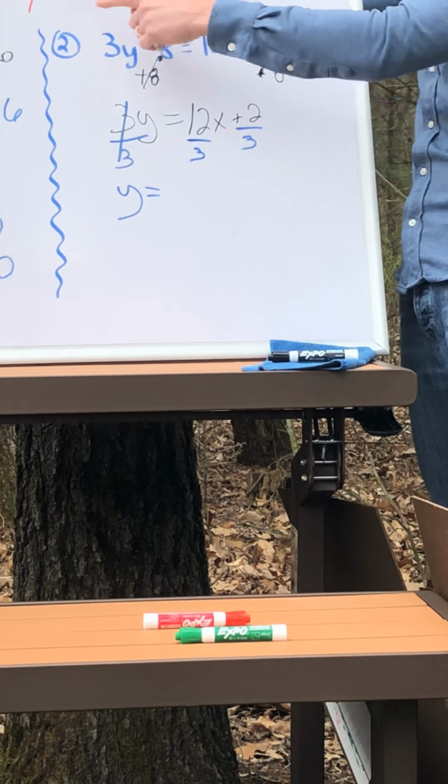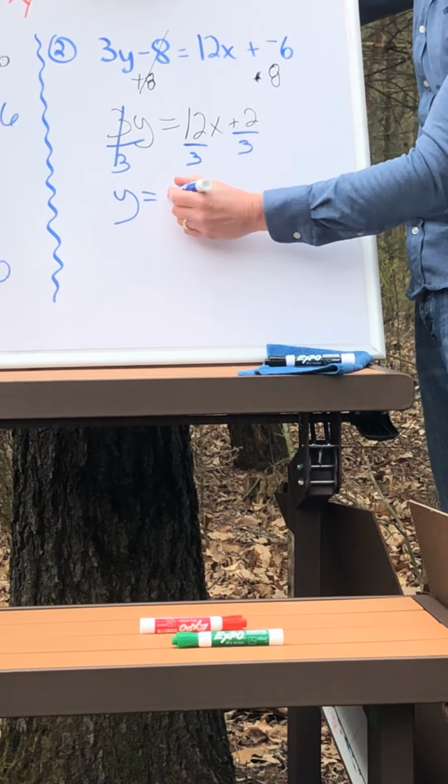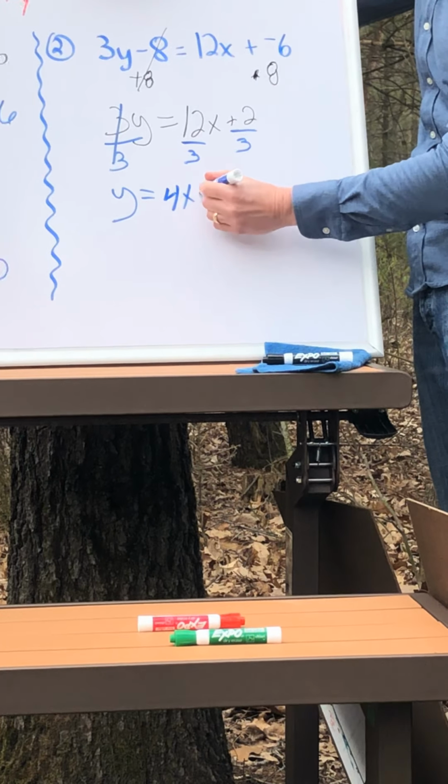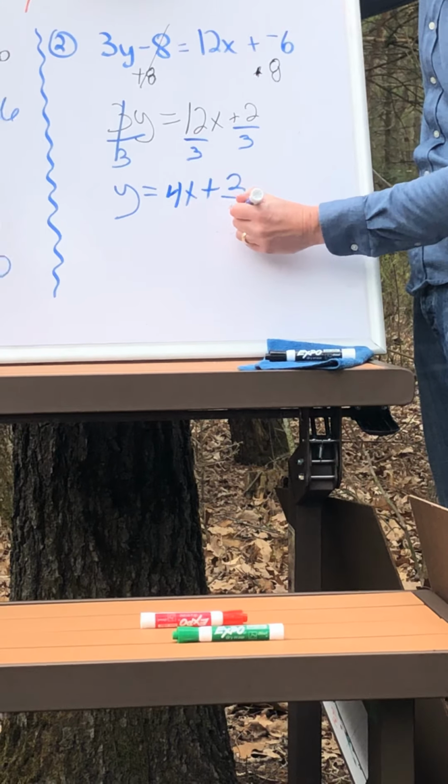That's solving for y. Get that y all by itself. 12 divided by 3 is 4x, plus 2 divided by 3 is just 2/3. You can leave it as 2/3.